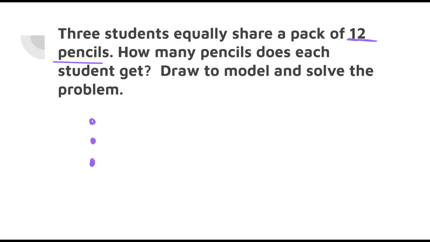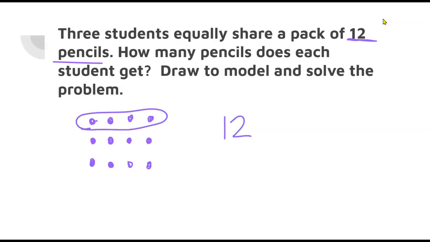So I have 3 pencils. Now I have 4 pencils, 5 pencils, 6, 7, 8, 9, 10, 11, 12. So each one of the 3 students will get 4 pencils. So I have 12 pencils divided by 3 students is going to give me 4 pencils. So there is my division sentence.